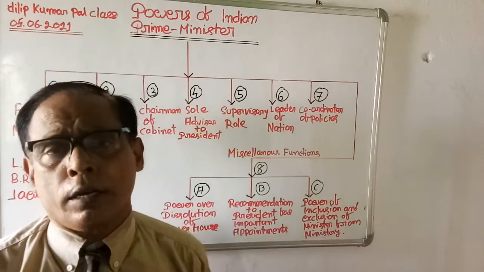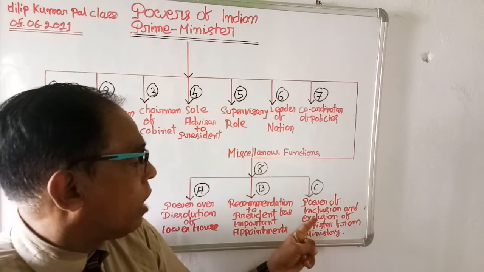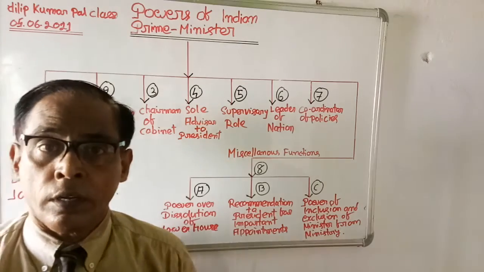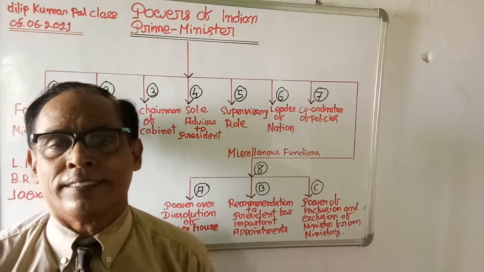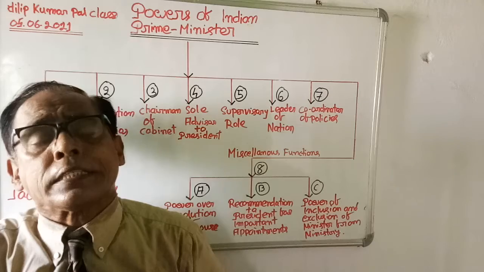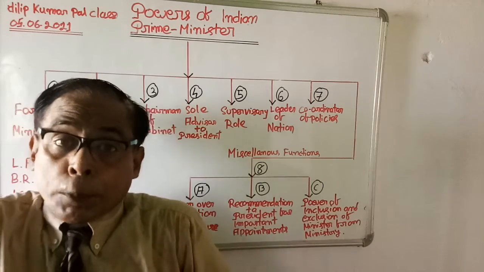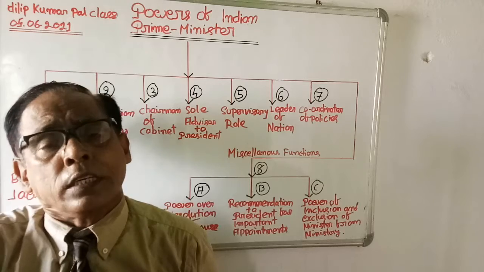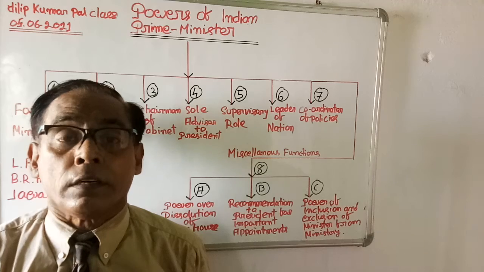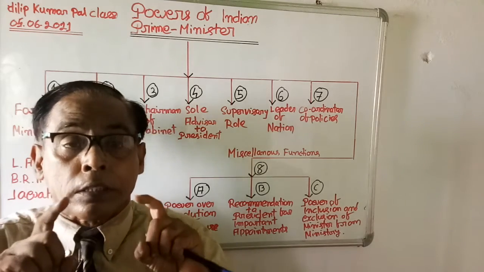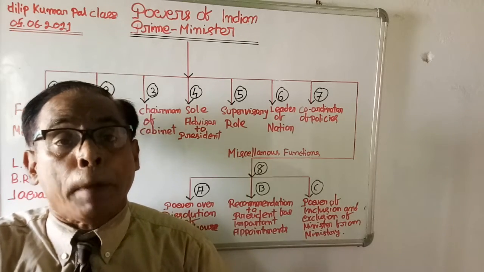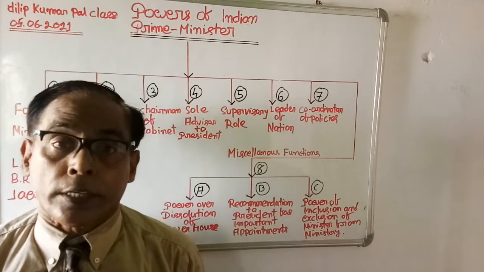Finally, another important miscellaneous function of the Prime Minister is the power of inclusion and exclusion of ministers from the ministry. It is a very crucial function. The Prime Minister has the power to include any person in the ministry, and he has the power to exclude any person from the ministry. So the Prime Minister has as many as 8 important powers which make him a very powerful person in national politics.